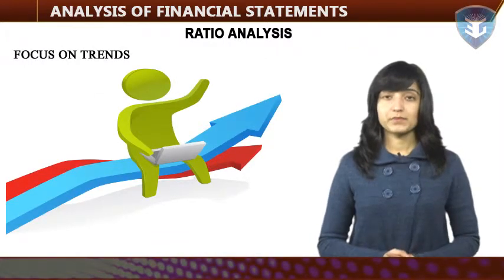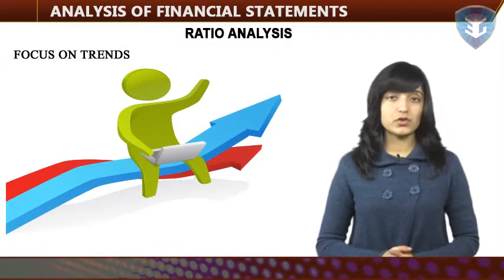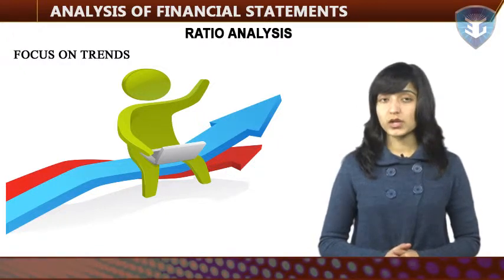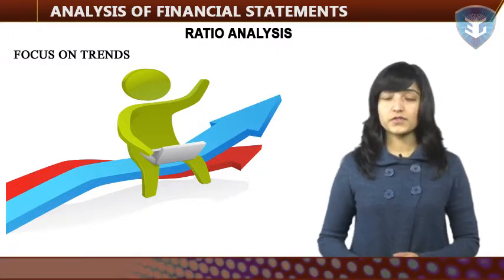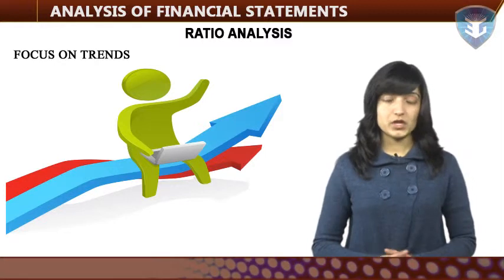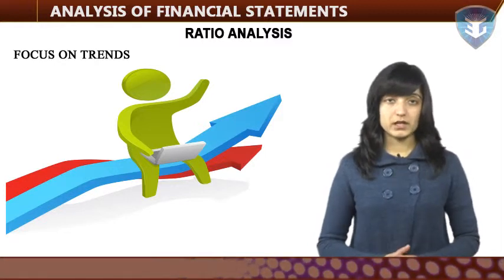Focus on trends. If accounting ratios are calculated for a number of years, they will reveal the trend of costs, sales, profits, and other important facts. Such trends are useful for planning.